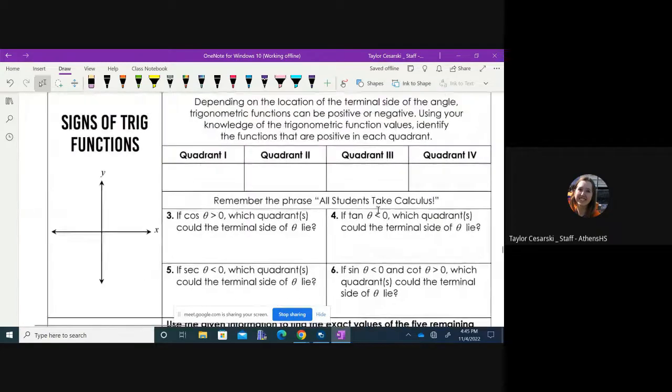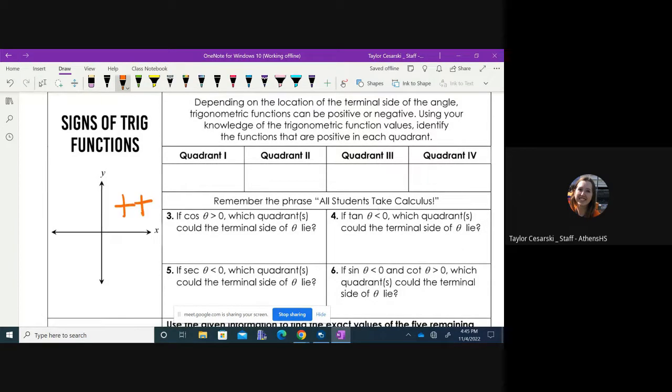All right, so that brings us to the signs of trig functions. So right here we know if I have a coordinate, it's going to be positive, positive. Negative, positive, because you went left and up, negative, negative, and positive, negative. Okay? All right, so in quadrant 1, everything is positive, so that's sine, cosine, tangent, cosecant, secant, cotangent. Everything's positive.